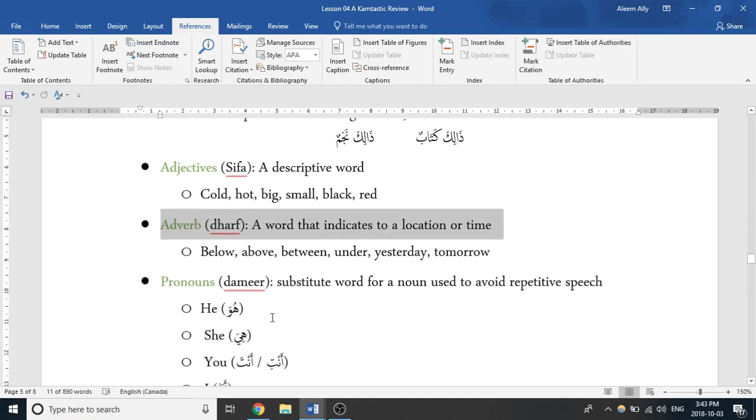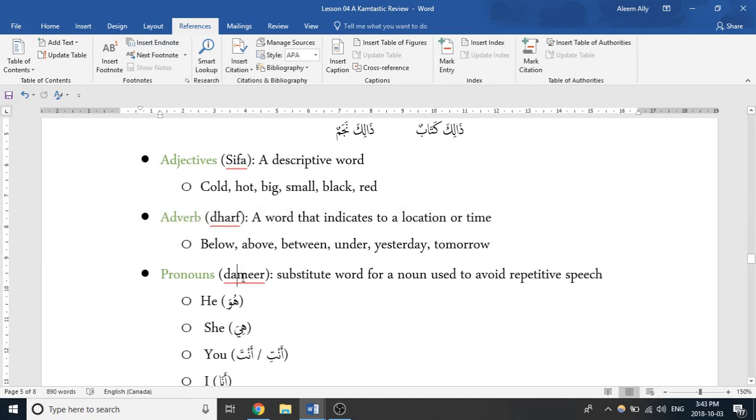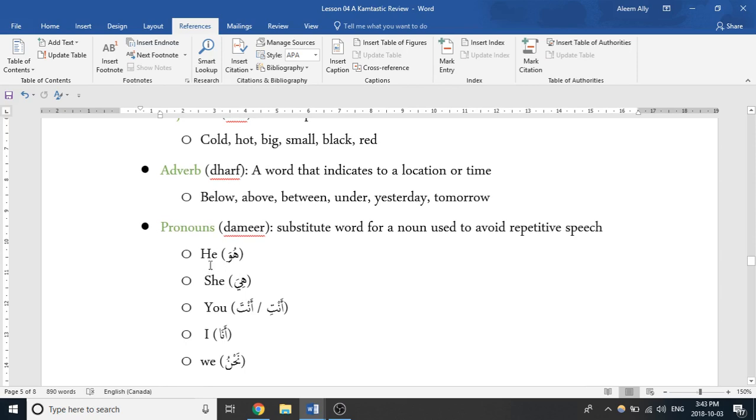Next up are pronouns, which in Arabic are known as dhamir, and a pronoun pretty much acts as a substitute word for a noun used to avoid repetitive speech. And we'll give a few examples of that below. But anyway, some pronouns that we have are he, she, you, I, and we. And in Arabic, he would be huwa, she would be hiya, and you, in the English language, when you're speaking to a guy or a girl, you just kind of have to figure it out by the context, right?